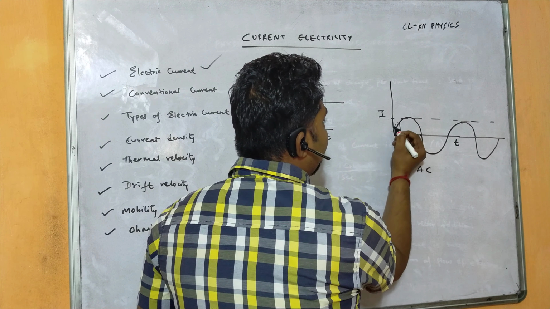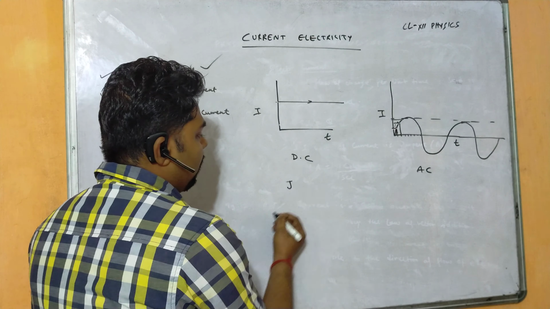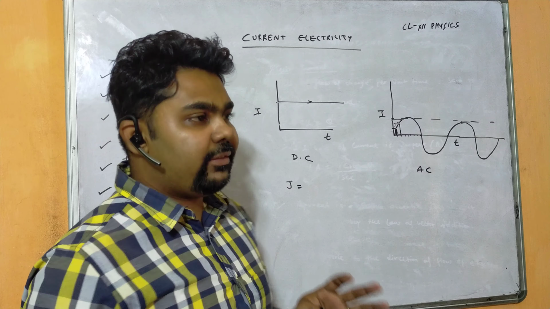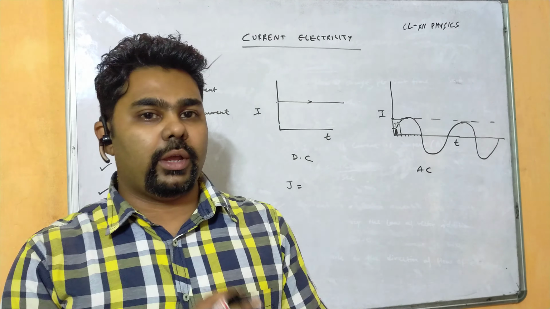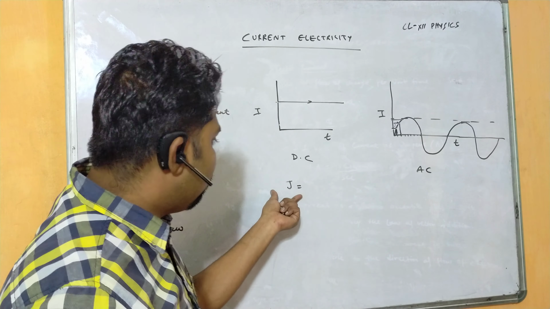Okay. Now you see, what is current density? Current density is denoted by J. So to understand the strength of electric current flowing through a given area, we calculate it by current density. The current flowing per unit area is the current density. Okay. So current density is defined as the ratio of electric current flowing per unit area A.